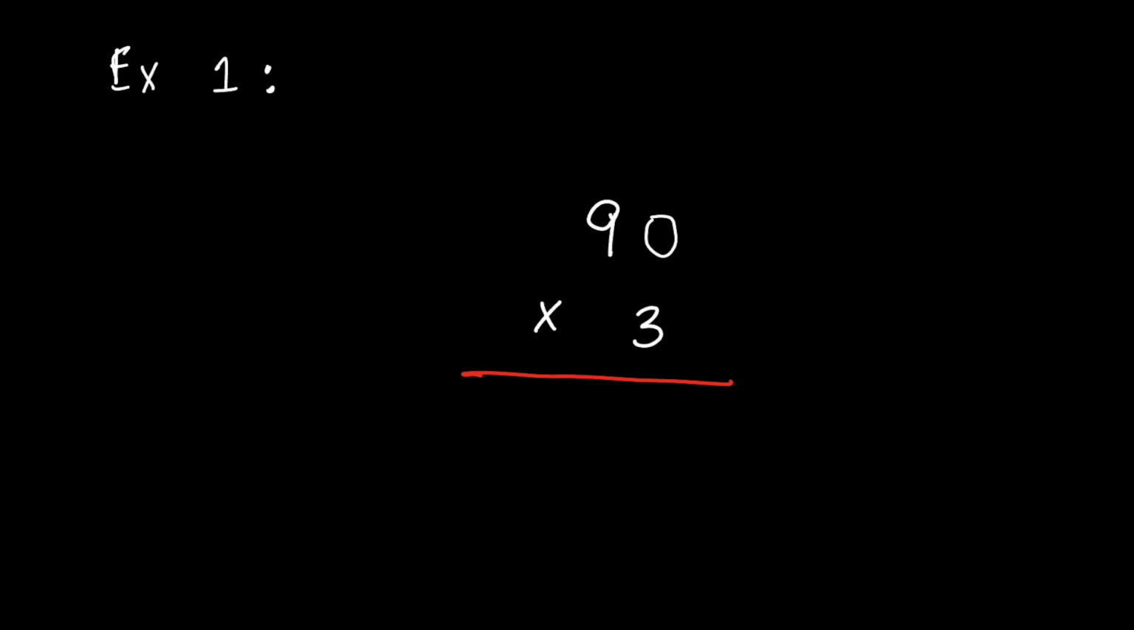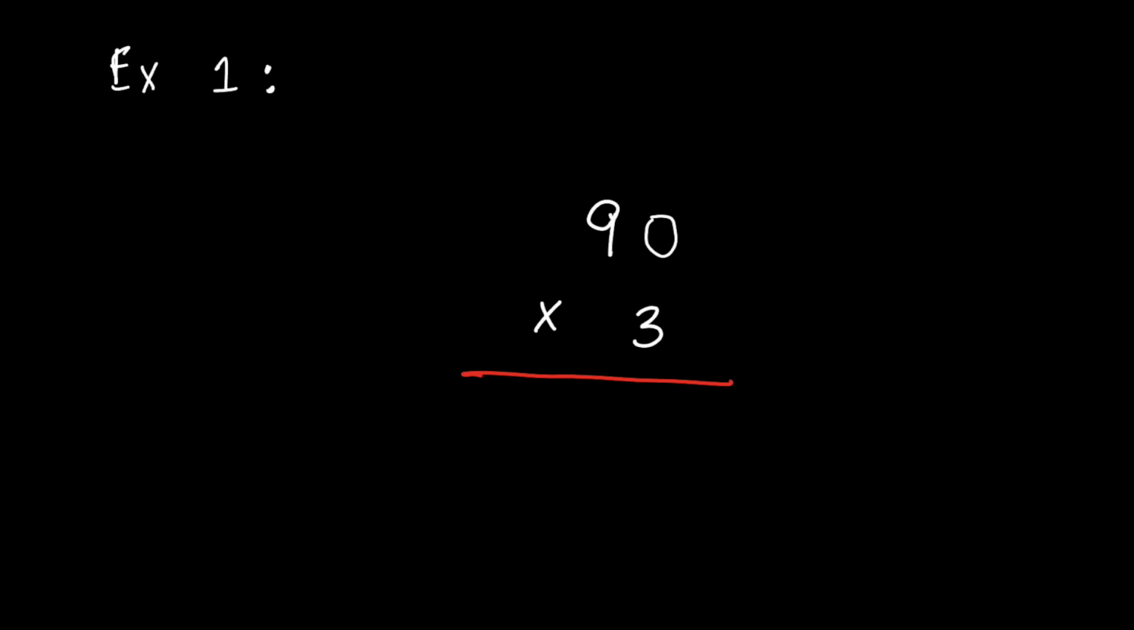With multiplication, it doesn't matter which number we put on the top or which number we put at the bottom, but it's always a good practice to put the number with the most digits at the top and the fewest digits at the bottom. So let's start off simple. Here we have 90 times 3.